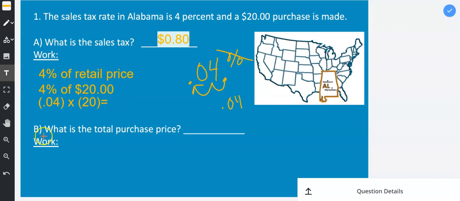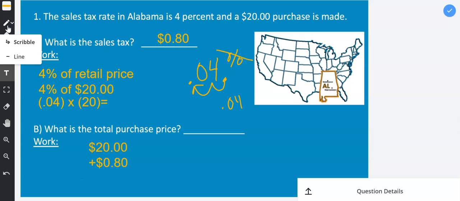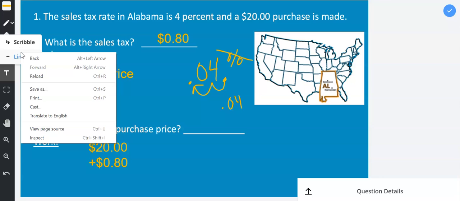Then I need to move on to part B. What is the total purchase price? So what I'm going to do is take the original $20, and then add to that, and I'll try to line up the decimals, the 80 cents. That almost looks lined up. There we go. And then let me go back to the scribble tool to add these.